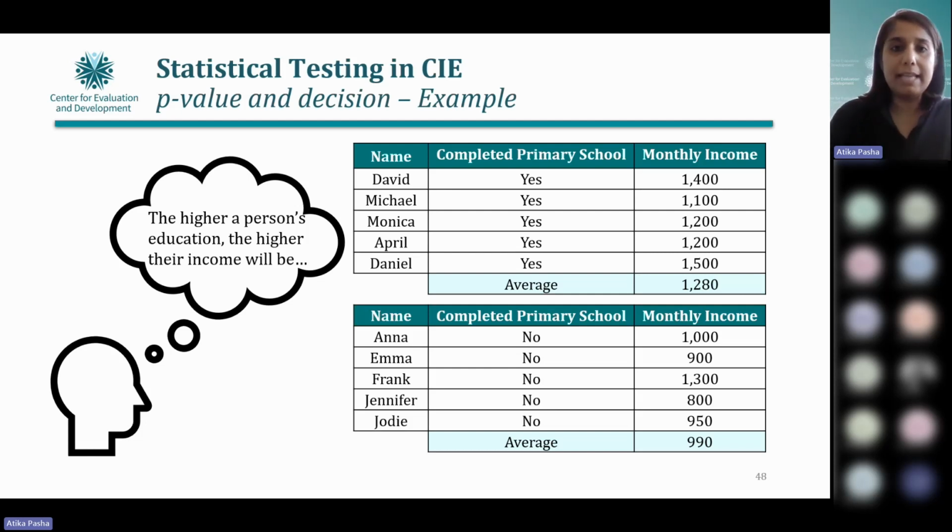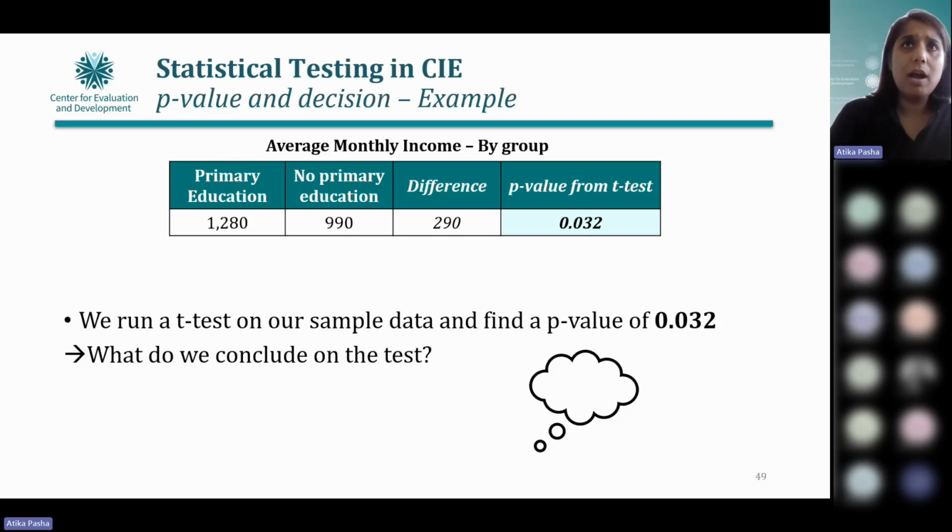And coming to an example here, again, the 5 individuals that completed primary school education and did not complete primary school education. Our hypothesis was the higher a person's education, the higher their income will be. What do we do here now? We run our sample data, and we calculate our t-test, right? And from the t-test, we find a p-value of 0.032. What do we have to do? Multiply this by 100, which means we come to a value of 3.2.